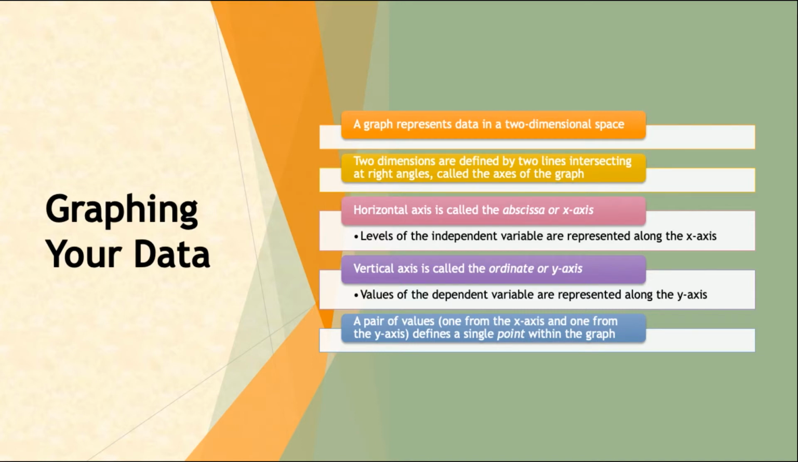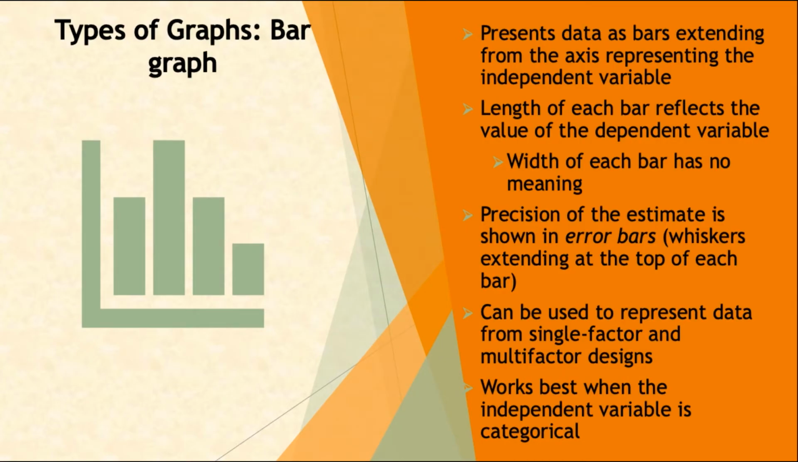The vertical axis is called the ordinate or the y-axis. Values of the dependent variable are represented along the y-axis. A pair of values, one from the x-axis and one from the y-axis, defines a single point on the graph. So, for example, the first type is a bar graph, which represents data as bars extending from the axis representing the independent variable.